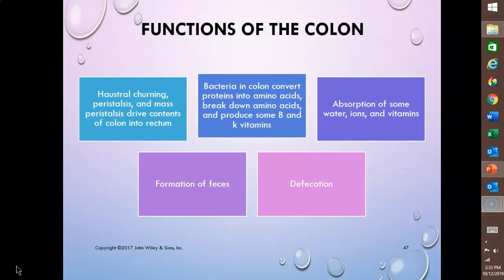A final type of movement is called mass peristalsis, where you've got these really strong waves of peristalsis that begin at the middle of the transverse colon and quickly move the contents of the colon into the rectum. Mass peristalsis usually takes place about 3 to 4 times a day during or immediately after a meal. The final stage of digestion that occurs in the colon is through the activity of the bacteria that inhabit or live in the lumen. So mucus is secreted by the glands of the large intestine, but no enzymes.